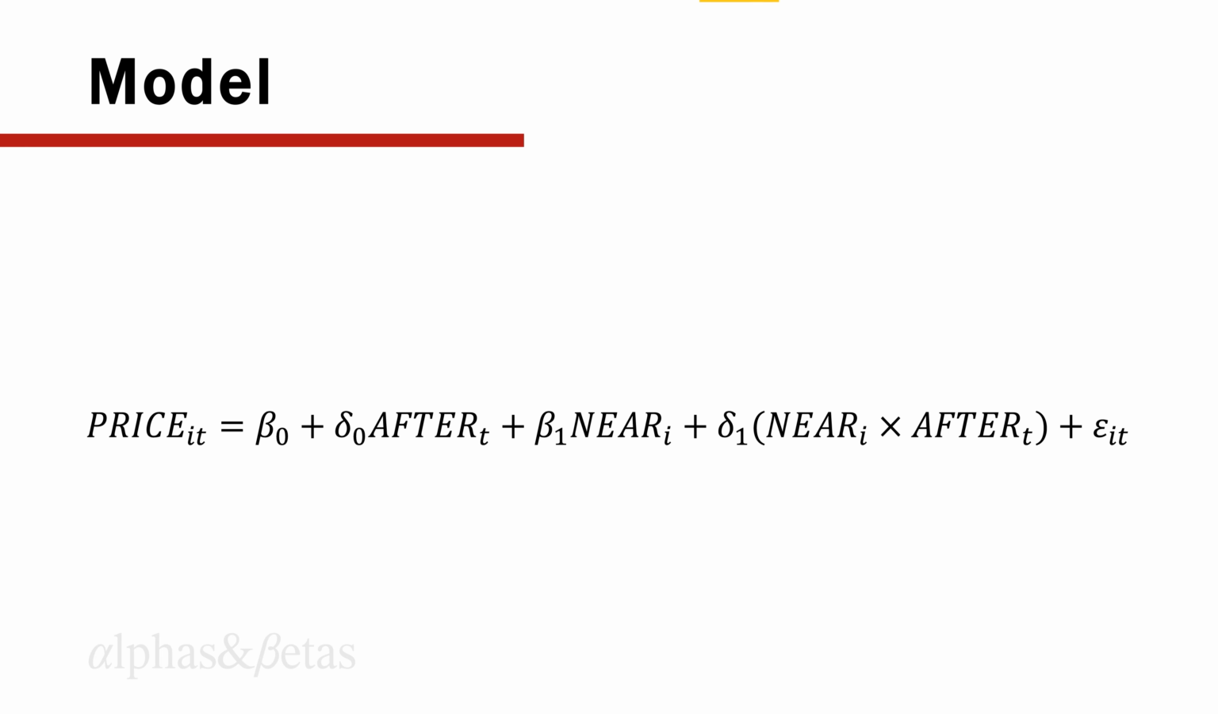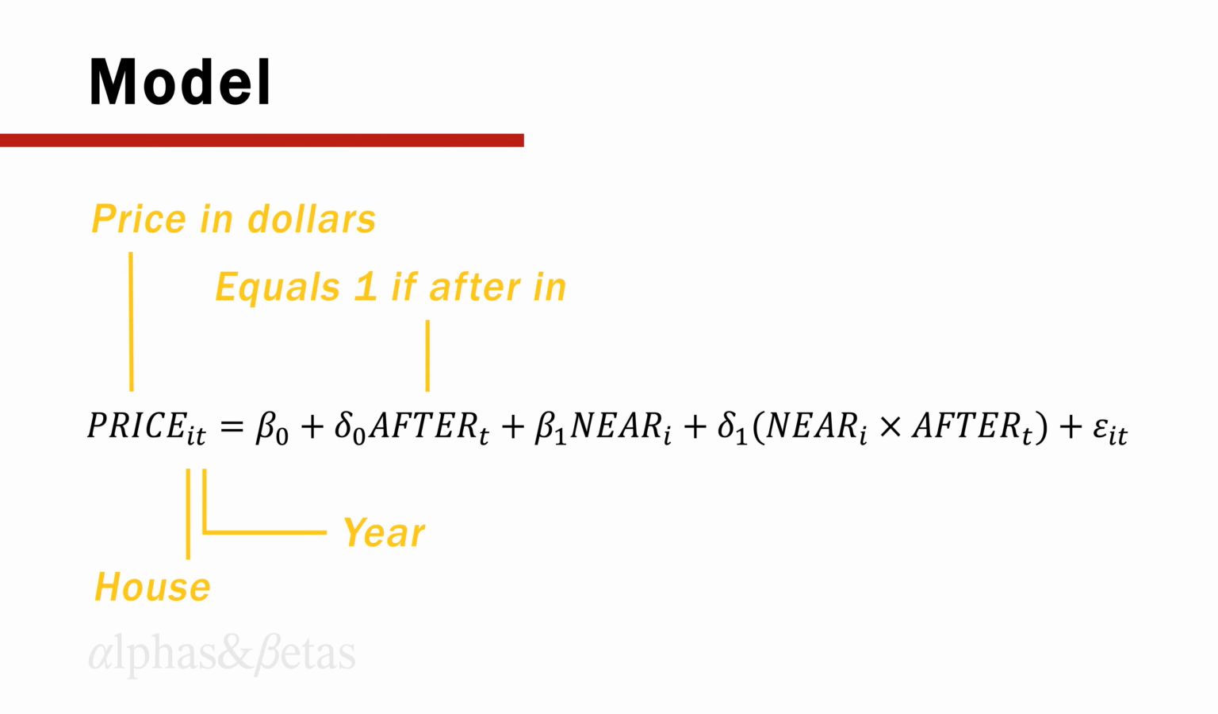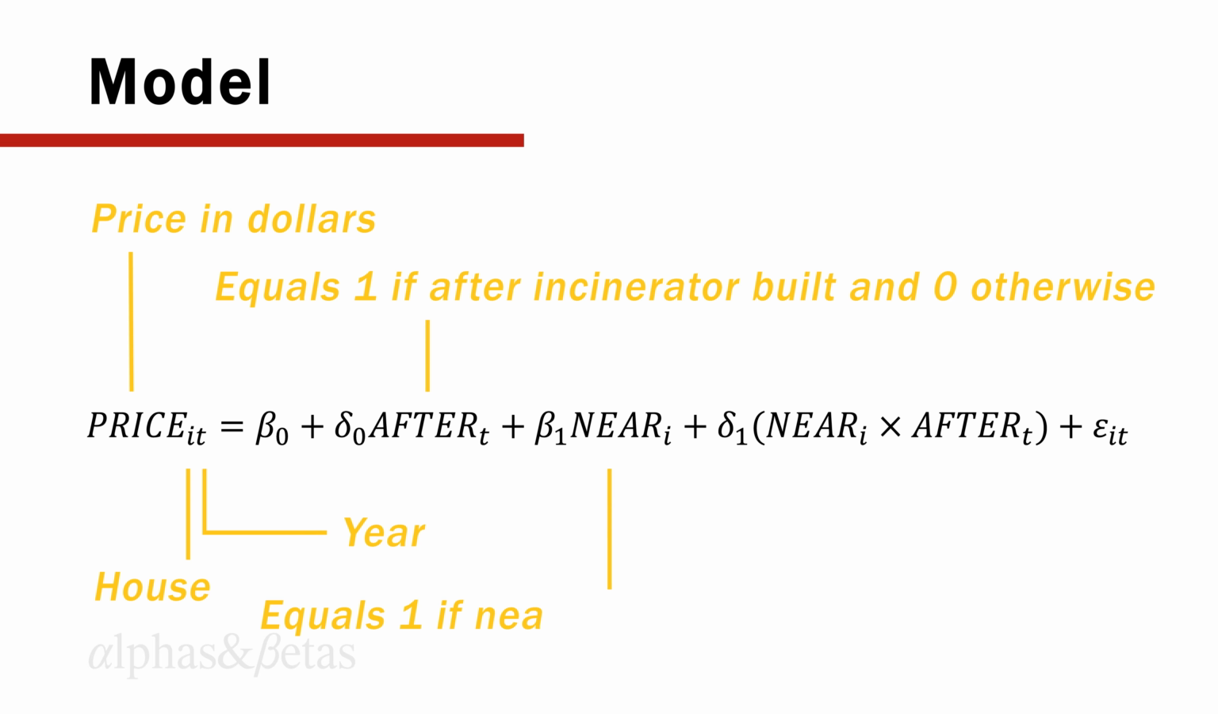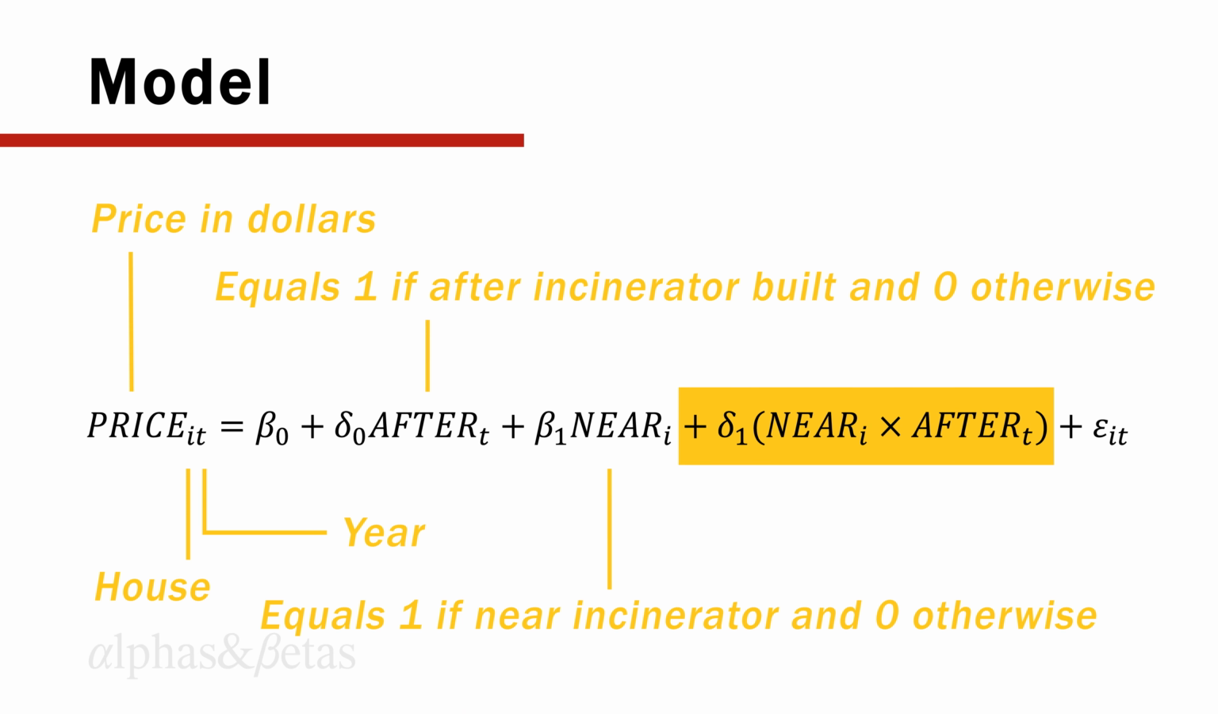One way to obtain the difference in differences estimator and its associated standard error directly is to use a single regression model. For each house i in year t, price is the price in dollars. After is a dummy variable that equals 1 if the year is after the incinerator has been built and 0 otherwise. Near is a dummy variable that equals 1 if the house is near the incinerator and 0 otherwise, and epsilon is the error. We introduce an interaction between the near and after dummy variables.